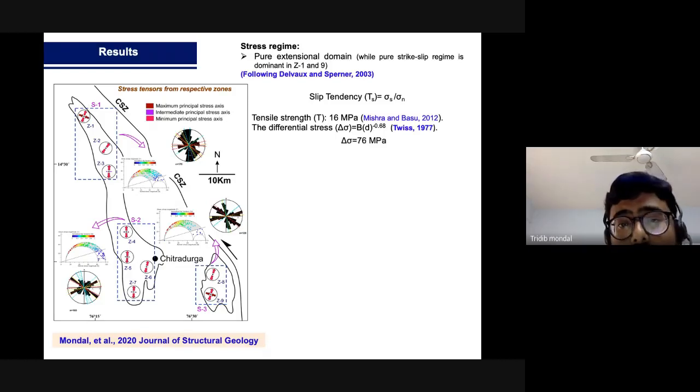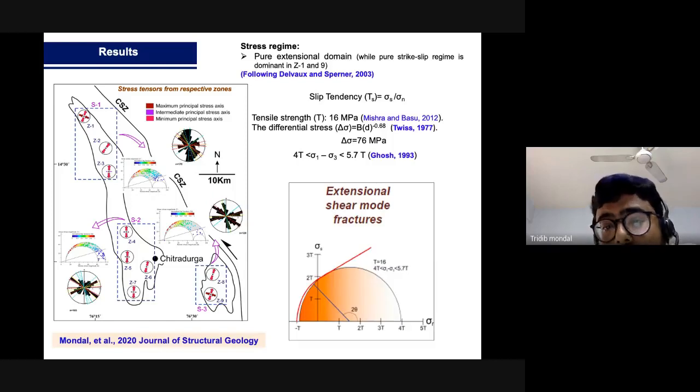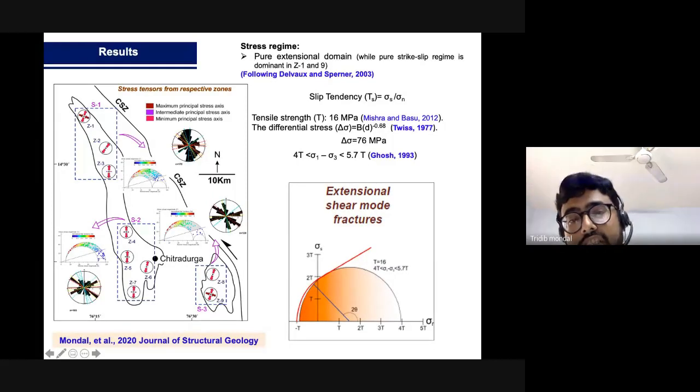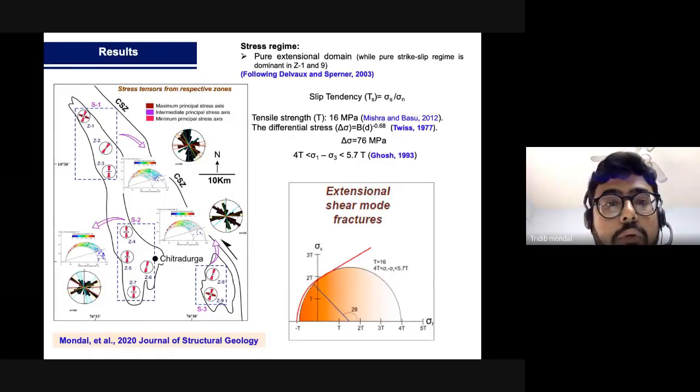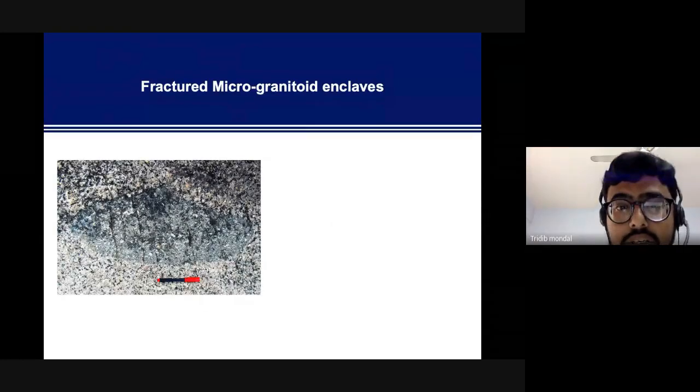I have also tried to establish the stress regime in a different way. For that we have determined the differential stress, which is found to be 76 megapascal, greater than 4T but less than 5.66T. So again, it establishes that all the faults in that region developed in extensional shear mode failure.